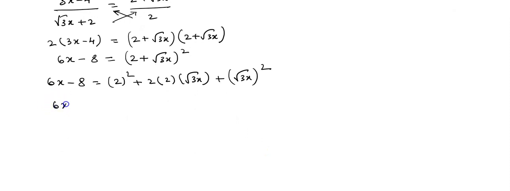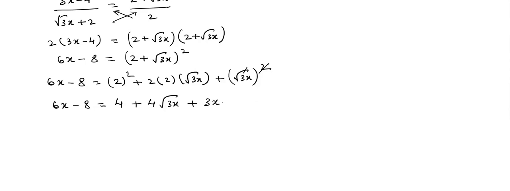Then 6x minus 8 is equal to 2 square is 4, plus 2 2s are 4 root of 3x, plus root 3x whole square. Square and square root get cancelled. The left out part is 3x. Any doubts? No. Very good, children.